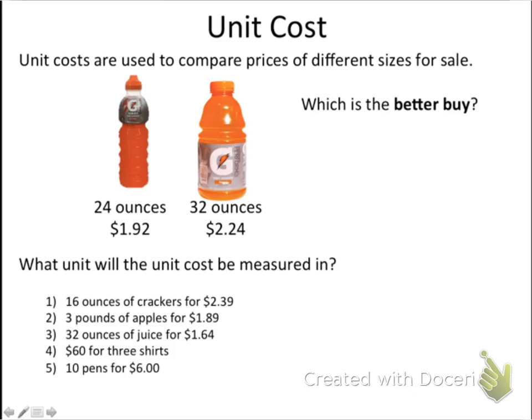Okay, now we're going to talk about what unit costs are used for. Unit costs are often used to compare prices of different sized things for sale. For example, we have these 2 bottles of Gatorade. They cost different amounts because they're different sizes. This one has 24 ounces, and this one is 32 ounces, and they cost a different amount. What you use unit costs for is to figure out which one is the better buy.